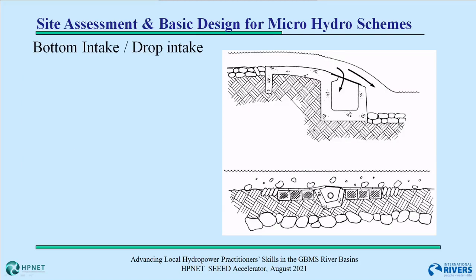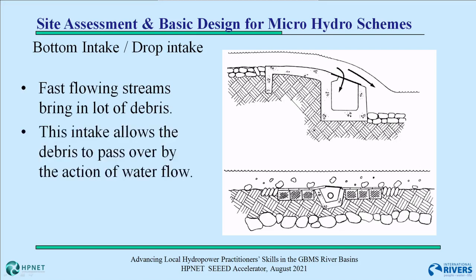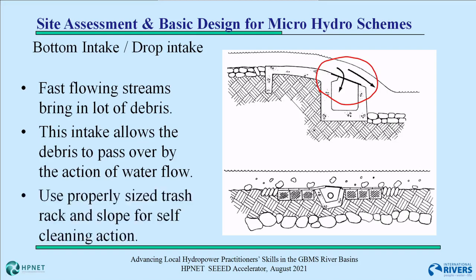This drawing shows the drop intake in detail. A fast flowing stream usually brings in a lot of debris. This type of intake forces the debris to pass over by the action of the water itself. You can see from the drawing, the debris cannot enter into the trench because of the trash rack. It just gets pushed over by the water. It is important to use a properly sized trash rack and a correctly designed slope for the self-cleaning action to happen. So this is an important point in a drop intake.